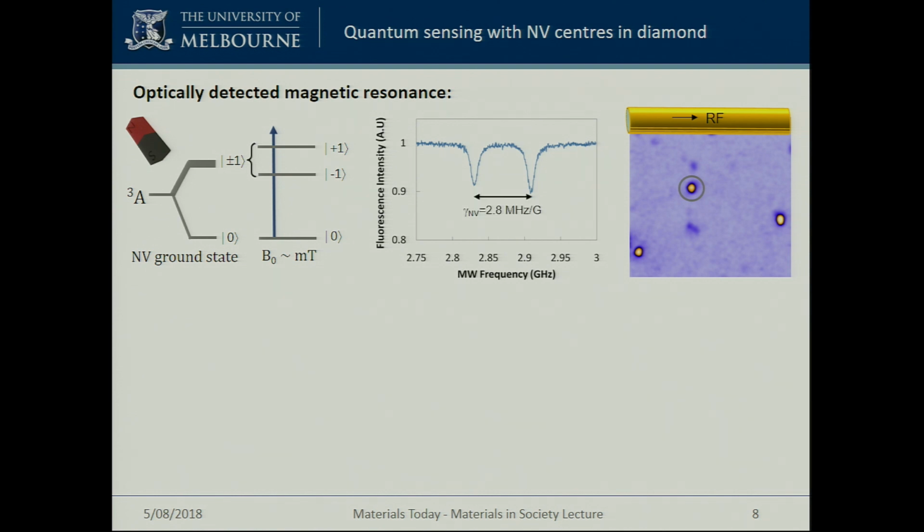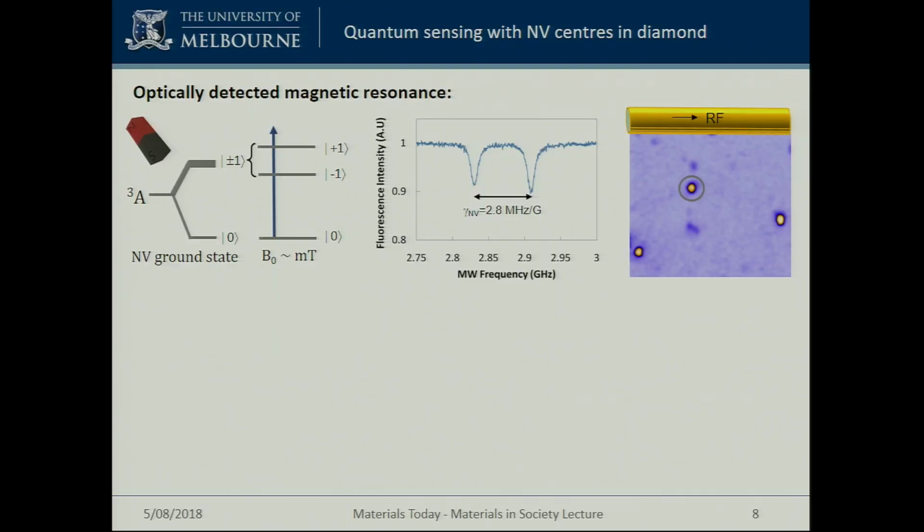And so these energy levels split according to the gyromagnetic ratio of the NV center, and the gyromagnetic ratio is 2.8 megahertz per Gauss of applied magnetic field. And because these lines are very narrow, so these lines can be kilohertz, this provides you with a really sensitive magnetometer, and that's been the main interest. That's why we can detect electron and nuclear spins with this material.